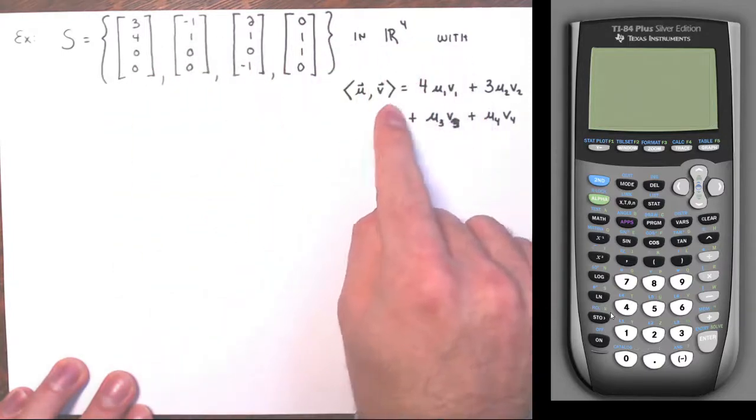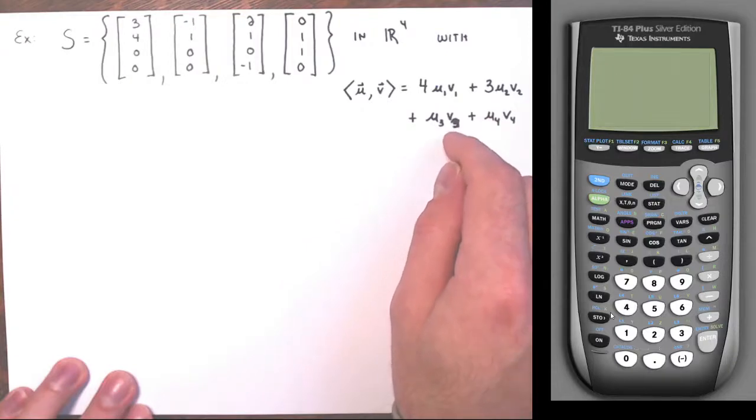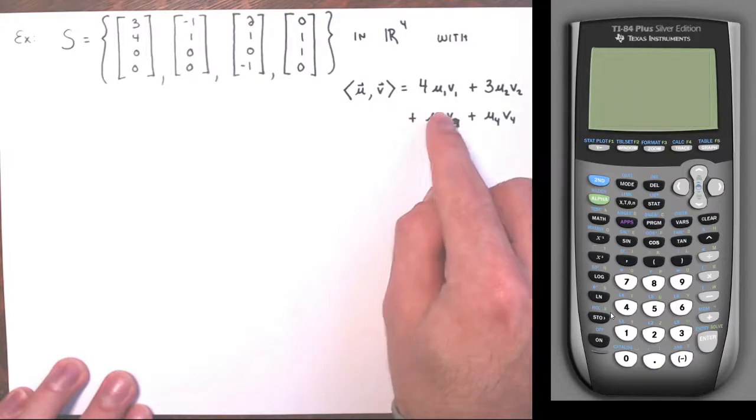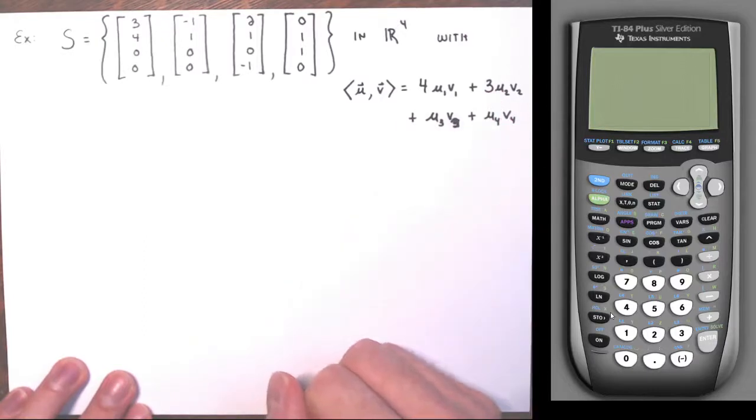Let's say with this inner product. Now notice that this is not the dot product. It's one of those weighted Euclidean inner products where the weights are 4, 3, 1, and 1. The coefficients on the product of the first components, the product of the second components, the product of the third components, and fourth components are not all 1. So this is one of those weighted Euclidean inner products on R4.